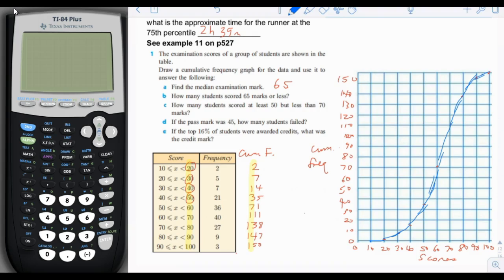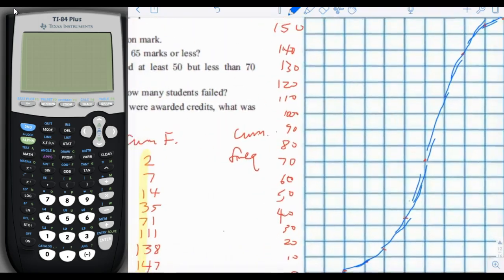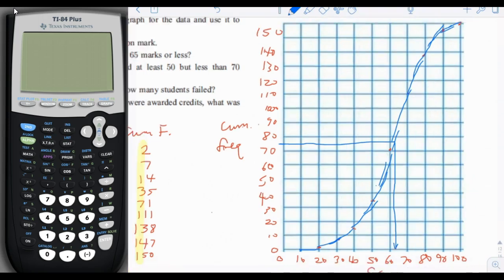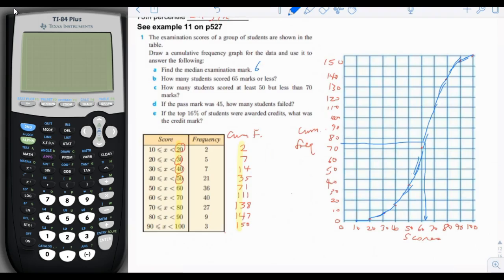Now we're going to answer the question, find the median examination mark. The median mark would be that which is scored by the middle person, which is the 75th person, which is right there. So we're going to take the 75th person, follow along till we hit the curve, and then go down and see what number that corresponds to. We can see that it corresponds to about a 63. So let's say that is about a 63.